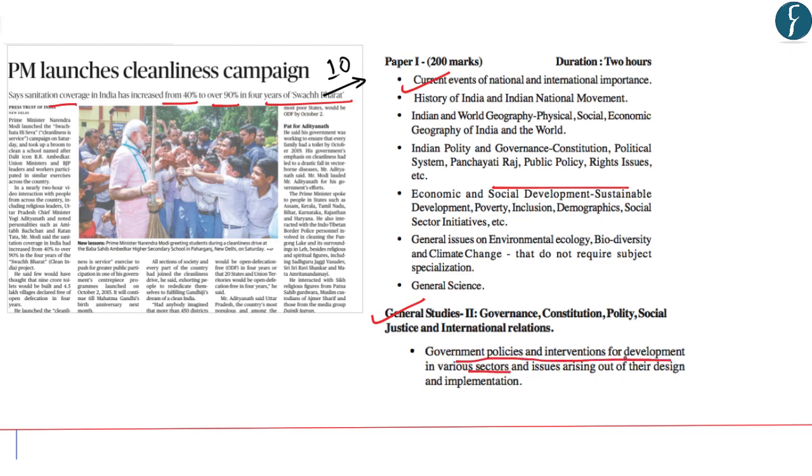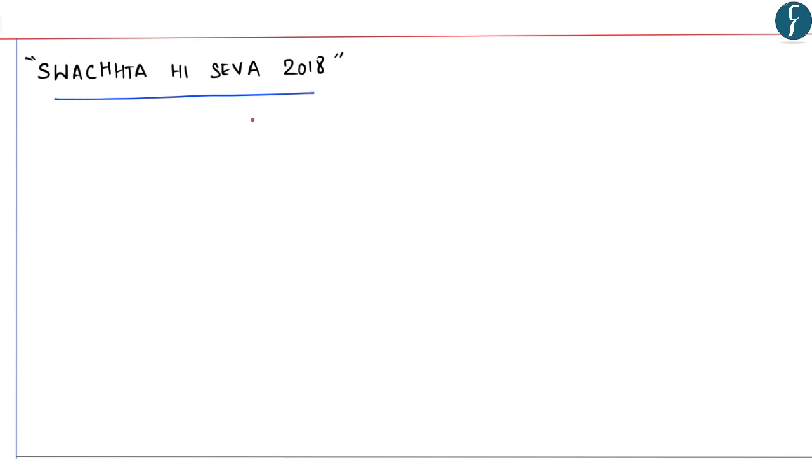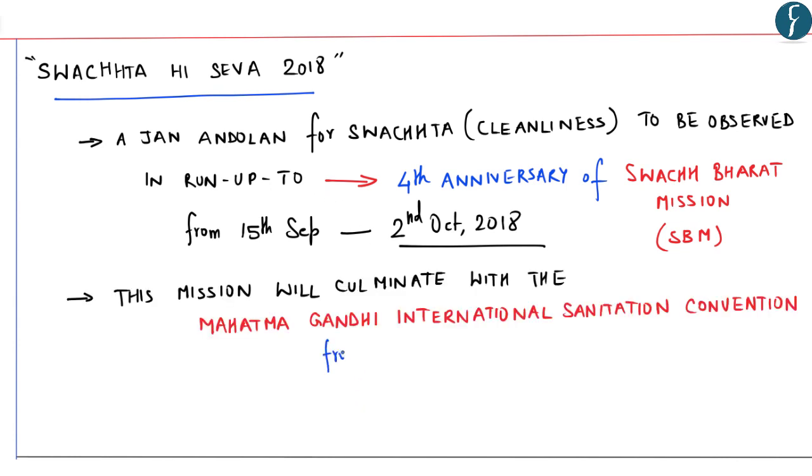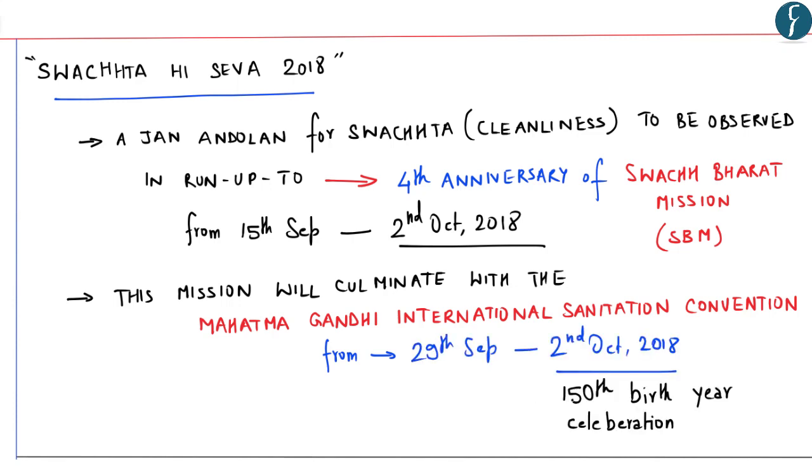So in this news, Swachhta Hi Seva 2018 is a Jan Andolan for Swachhta to be observed in the run-up to the 4th anniversary of Swachh Bharat Mission from 15th September to 2nd October 2018, as 2nd October 2018 marks the birth anniversary of Mahatma Gandhi. Now this mission will culminate with the Mahatma Gandhi International Sanitation Convention from 29th September to 2nd October 2018, which also marks the start of the 150th birth year celebration of Mahatma Gandhi.